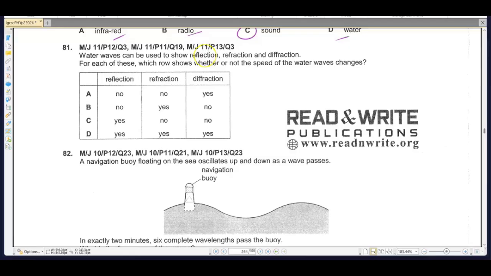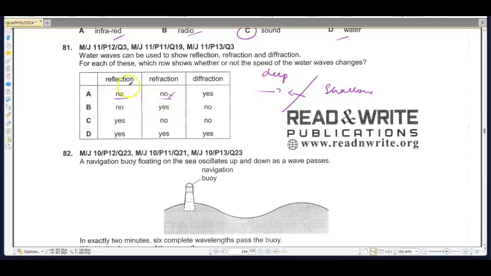Okay. In reflection, the speed obviously does not change, so this is correct. In refraction, the speed changes. Obviously, refraction is the movement of water from deep to shallow or shallow to deep, and refraction happens because of the difference in the speed in the two depths. So this is not correct.